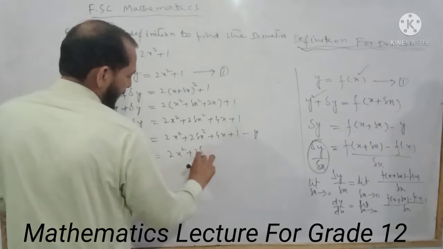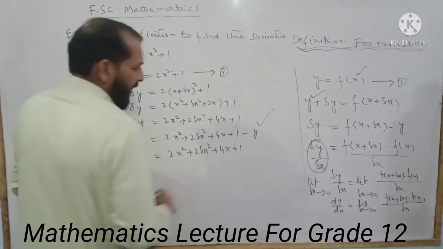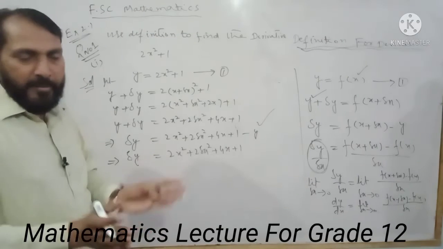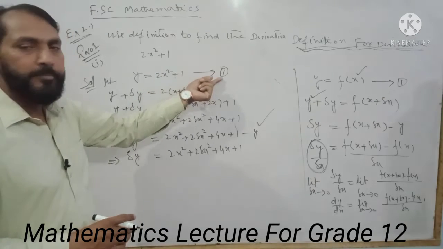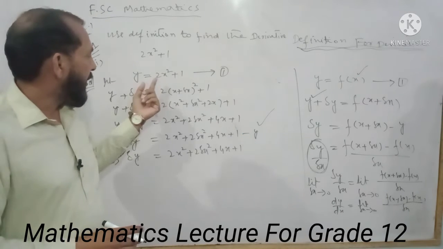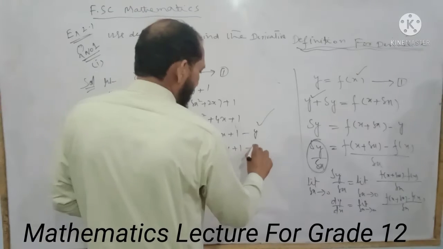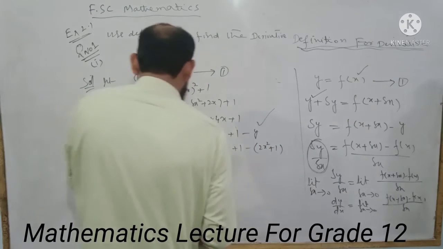After this we have y on the right-hand side. So we can take the value of y from question 1, by putting in this function the value of y, 2x square plus 1. So we can simply put these values of y.